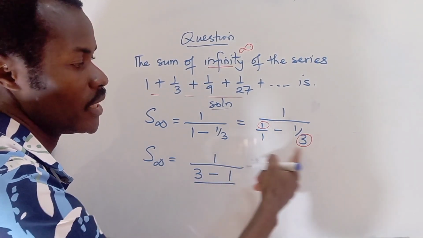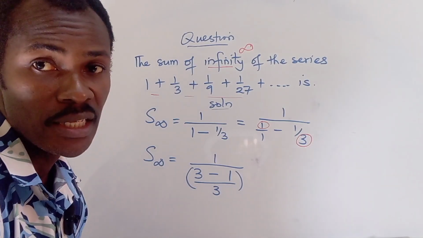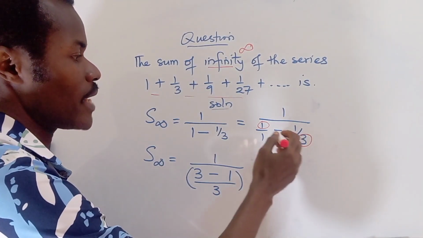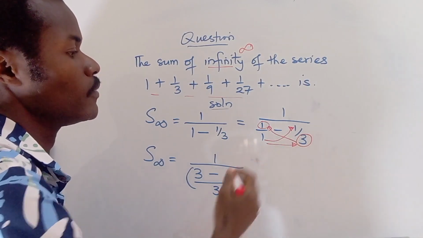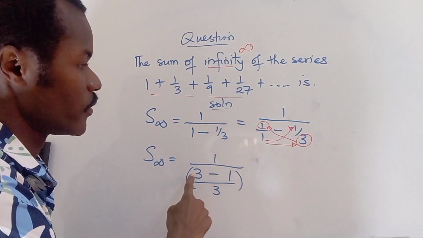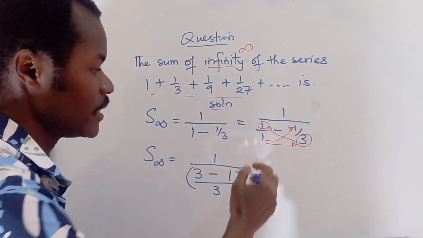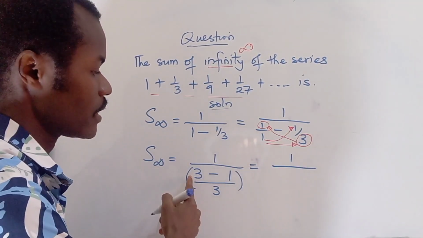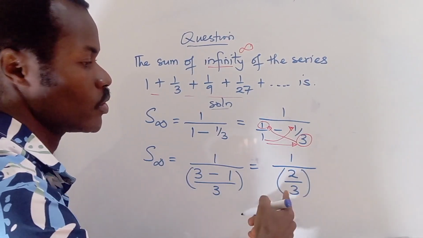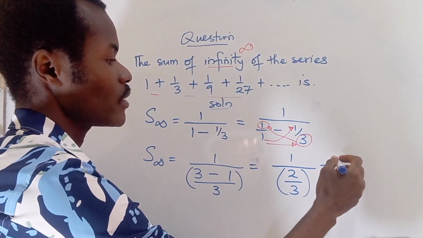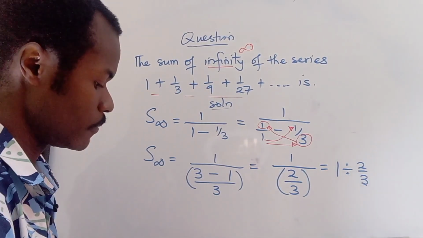Now we multiply the denominators, so 1 times 3 is 3. This method is called the cross multiplication method. You multiply this way first, then this way, and lastly this way. So we have 3 times 1 is 3, 1 times 1 is 1, and 1 times 3 is 3. Now with this expression, we have 1 over 3 minus 1, which is 2, divided by 3. So I can write this as 1 divided by 2 over 3.